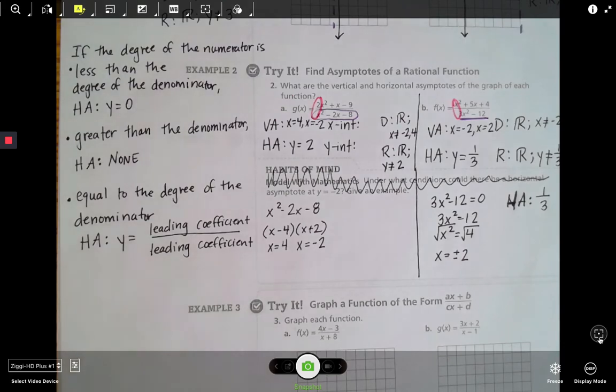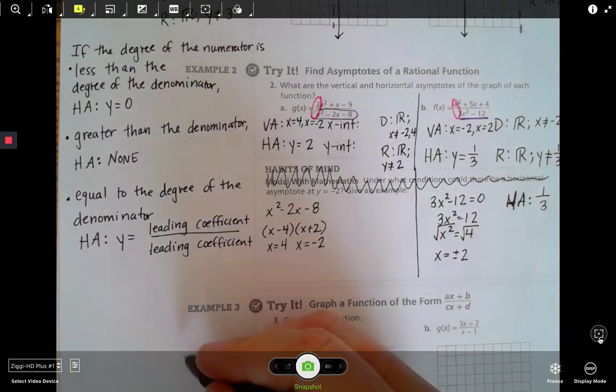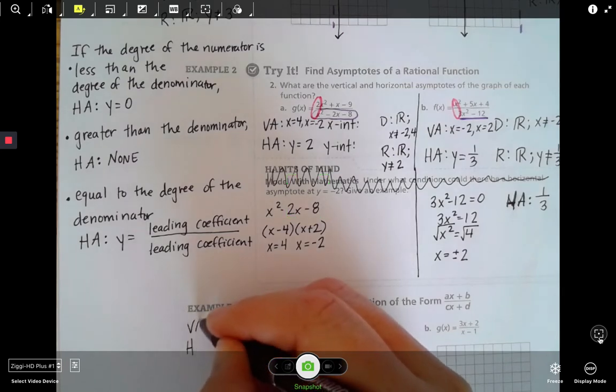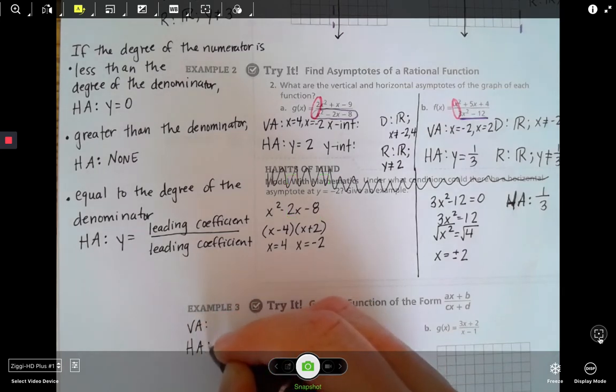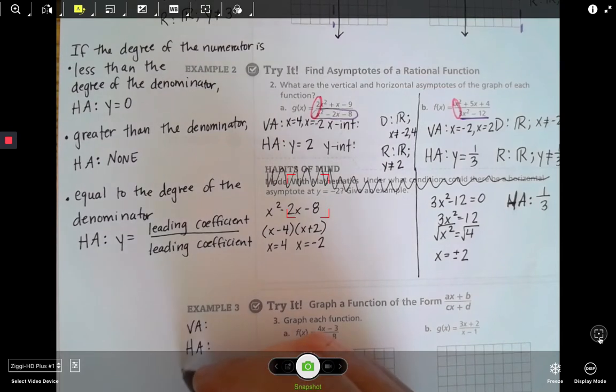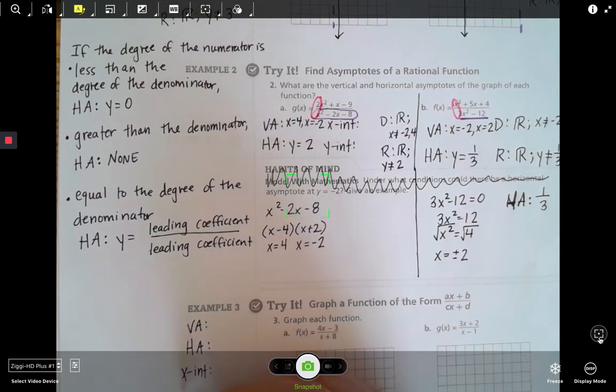I think these are going to be a little bit prettier for us down here. So let's try our vertical asymptote, horizontal asymptote, x-intercept, y-intercept, domain, and range.